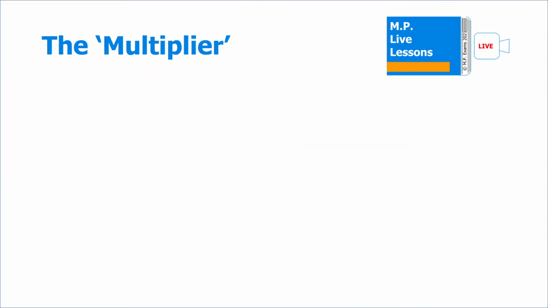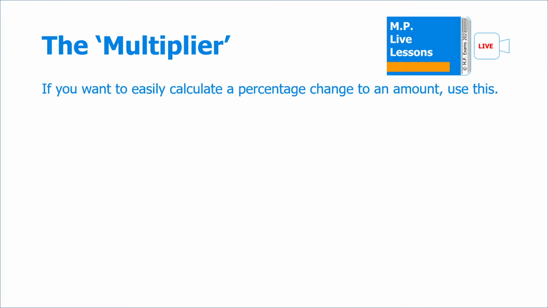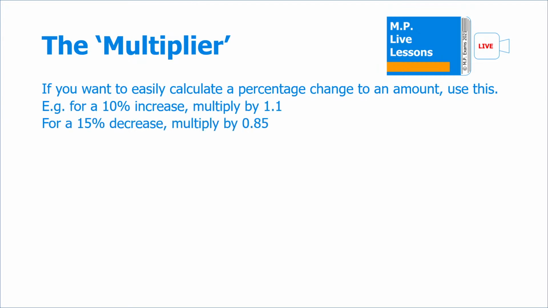Next, for both tiers, you'll need to be familiar with a multiplier. So if you want to easily calculate your percentage change to an amount, you'd use this. For example, a 10% increase, you would multiply by 1.1. For a 15% decrease, you would multiply your amount by 0.85.